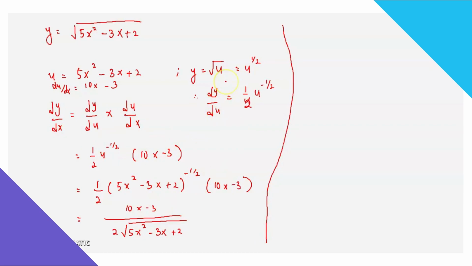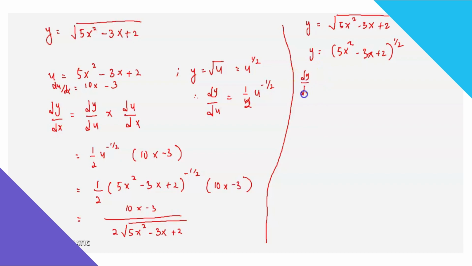Okay, I'm going to use the same question to derive by using the power rule. So I copy and paste the question first. Now when I want to use the power rule formula, I need to change the index first. So I have 5x squared minus 3x plus 2 to the power of 1 over 2. Okay, now I implement the power rule.